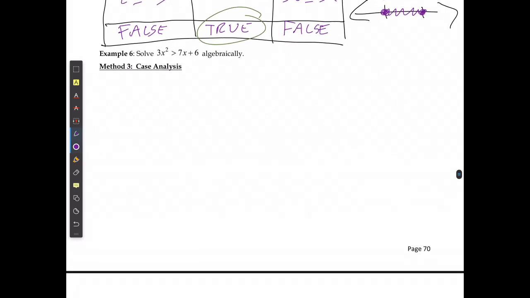Case analysis for example 6. Step 1, always the same. Move everything to one side of the inequality. So I'm going to say that 3x squared minus 7x minus 6 is greater than 0. I'm going to use one of my algebraic methods to solve for what the x-intercepts are. And I'm going to say that x is equal to negative 2 over 3, or x is equal to 3.